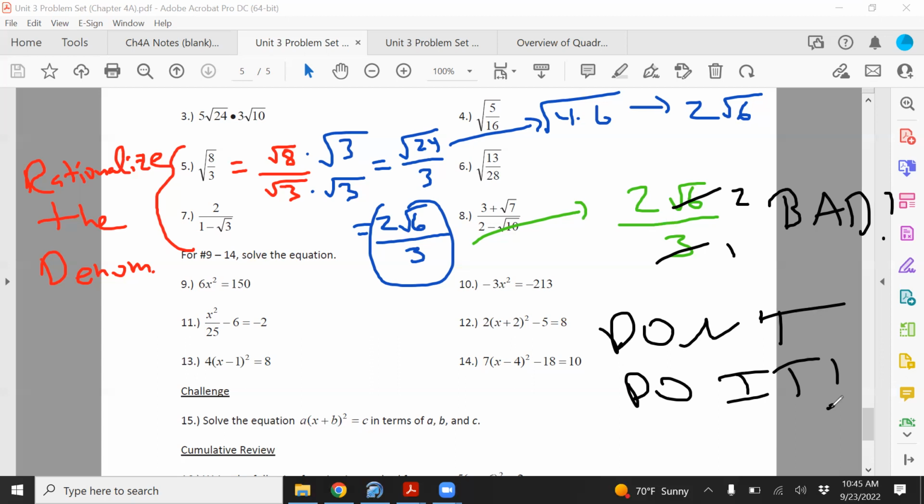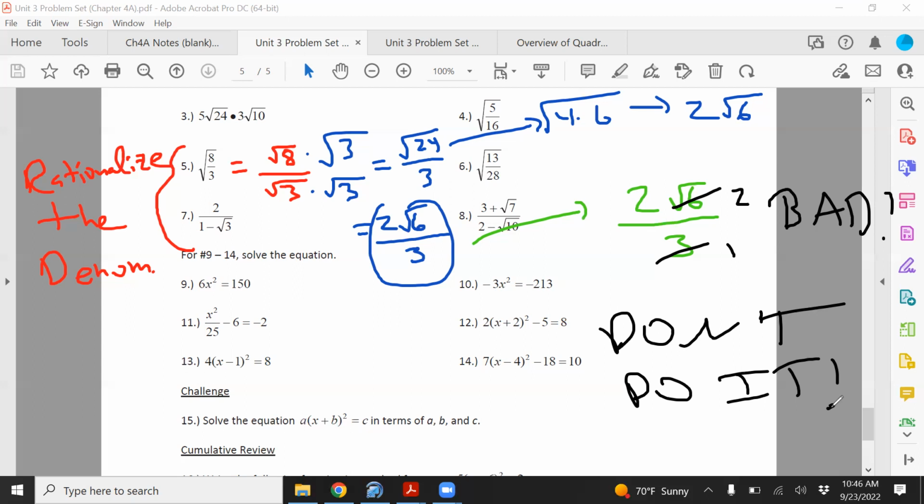For example, what if I have root 16 over 2? Can I say it's root 8? Absolutely not. Because what is root 16, guys? And what's 4 divided by 2? 2 is not root 8. Root 4 is 2, right? Those are not the same. So you have to make sure that whatever pathway you take, it's getting you to the right answer.